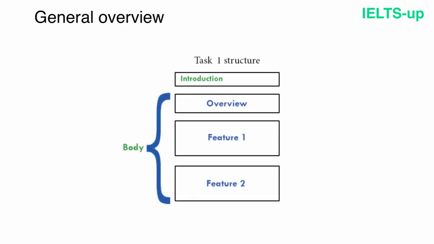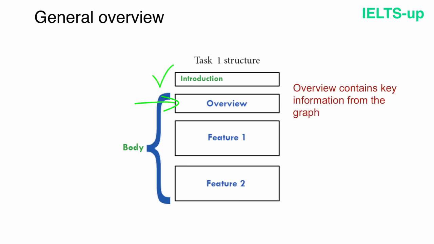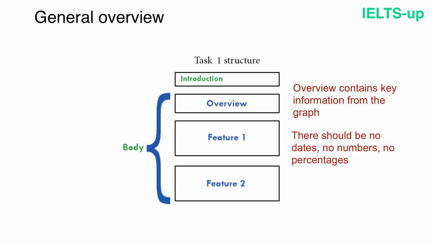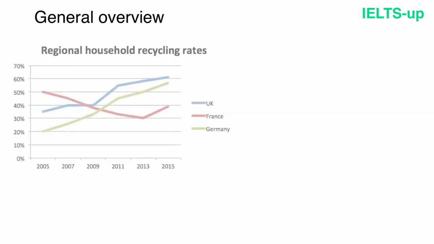Now let's move on to the next paragraph. After you have written the introduction, it's time to write an overview. An overview is a paragraph that contains all the key information from the graph. When giving an overview, you should not state any specific details. You should simply write what's happening on the graph overall. So, no dates, no numbers, no percentages in your overview, just general trends.